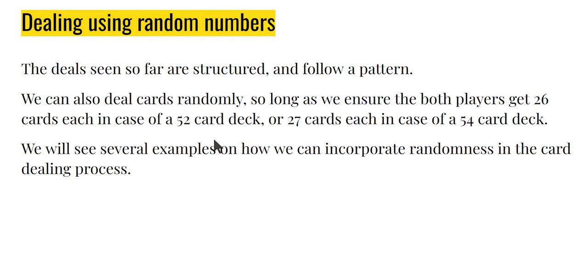We will deal using random numbers because whatever we have seen so far are very structured, very nicely patterned ways of dealing, which are all nice. But we can add randomness to this. For example, the only thing we really have to worry about is that both players get 26 cards, say in the 52 card deck, or 27 cards in the 54 card deck, and these cards are unique. They are non-overlapping. Now, we will see three methods of how we can add randomness to this.